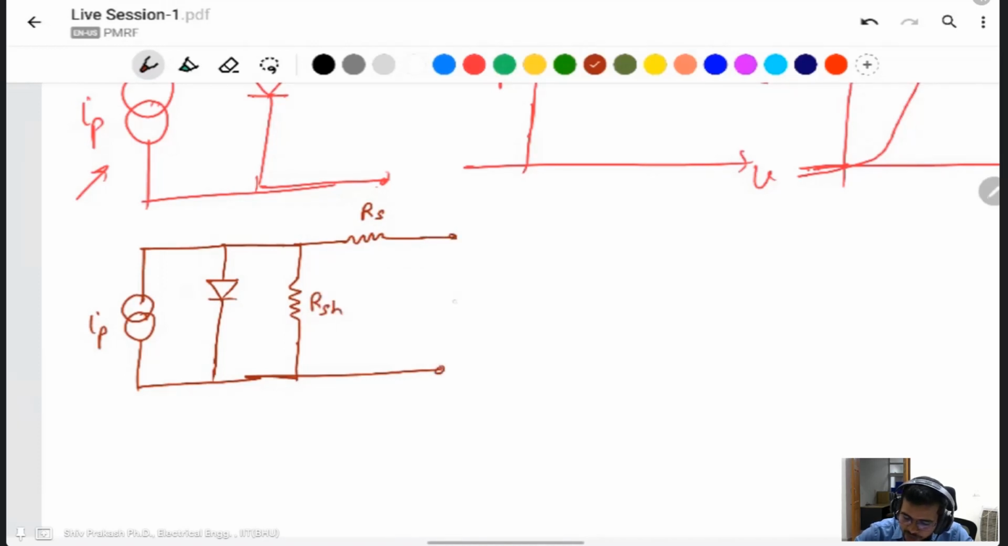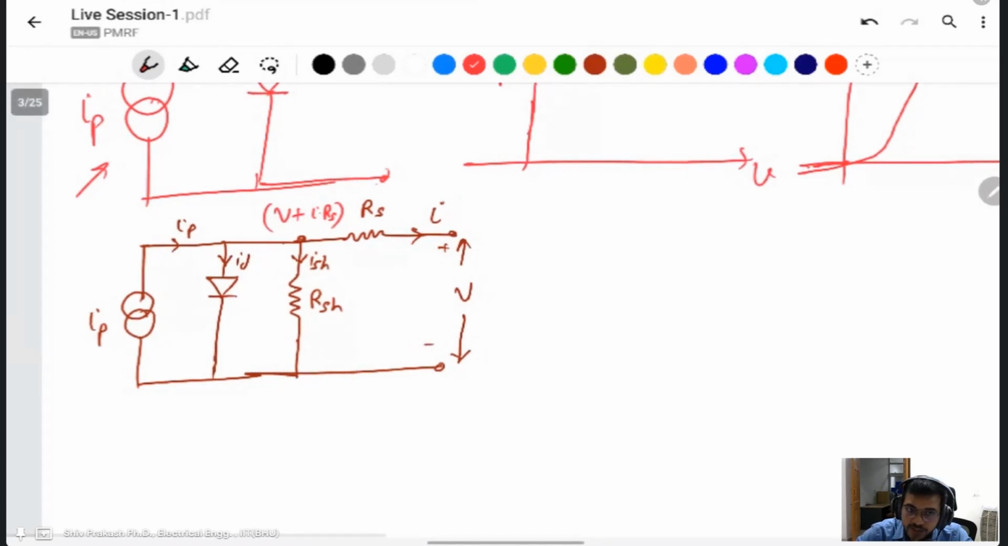This one is PV voltage V. This one is PV current I. You can say this one is ID current. This one is a current IP. ISH. This voltage you can write as V plus I into RS, this voltage plus this voltage drop.